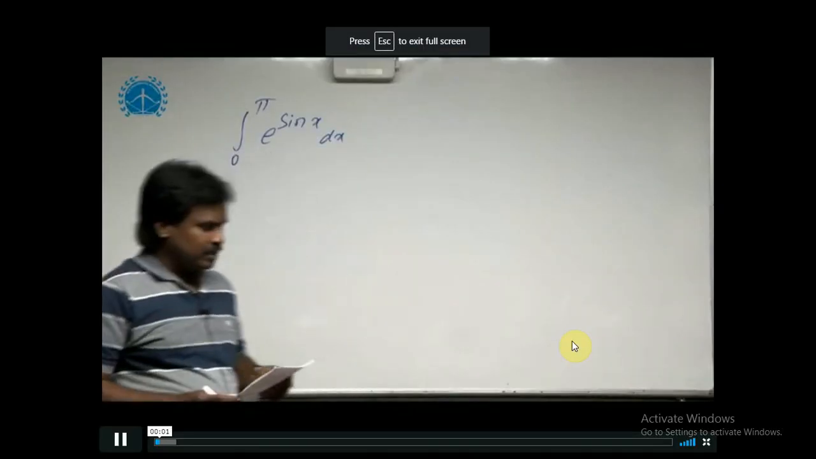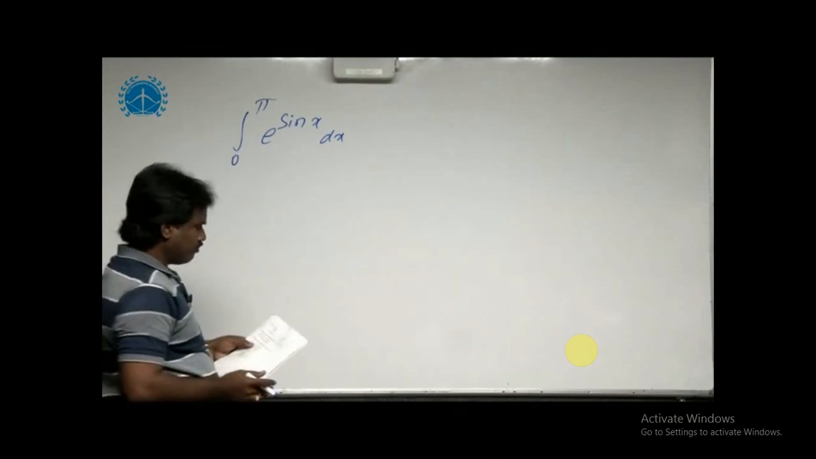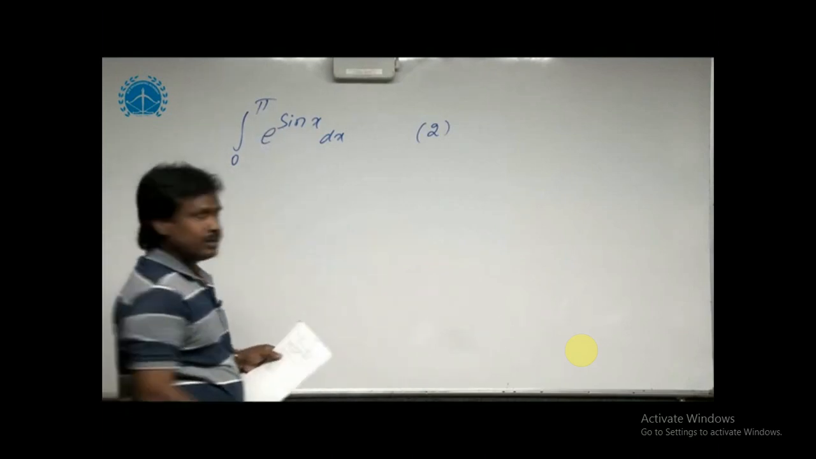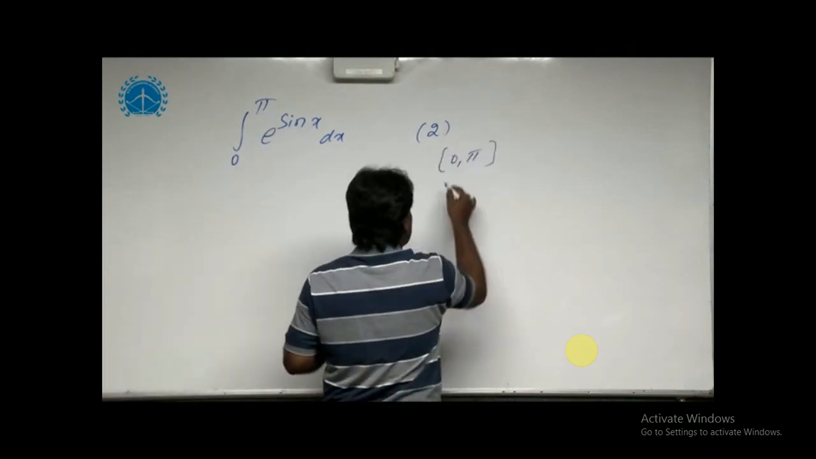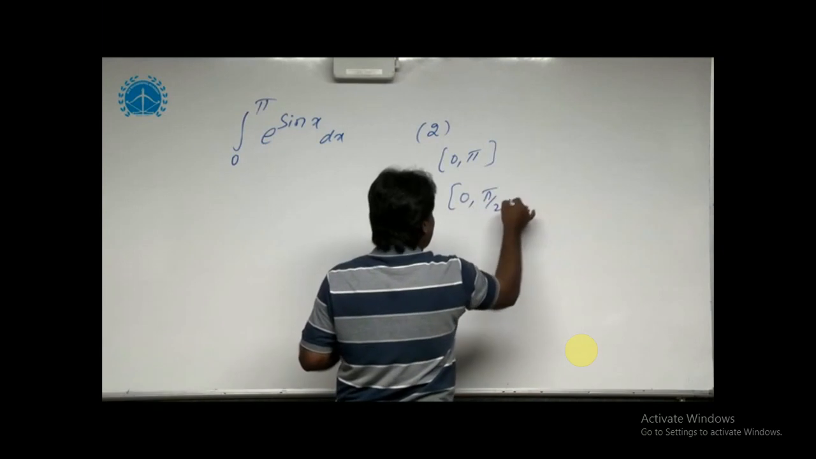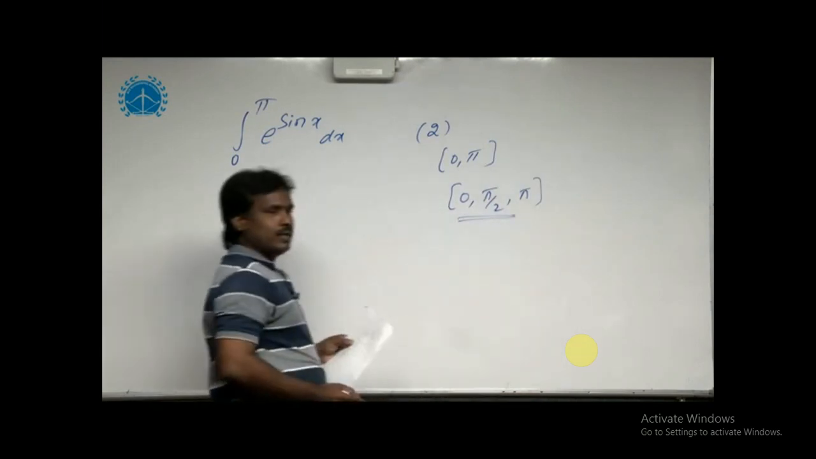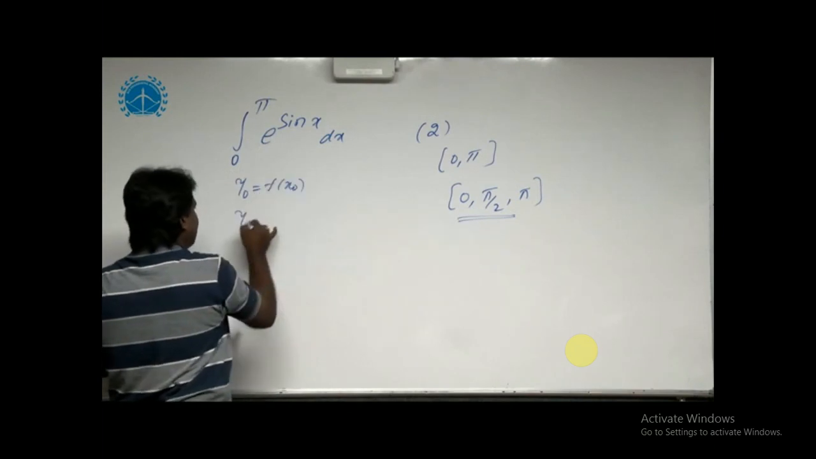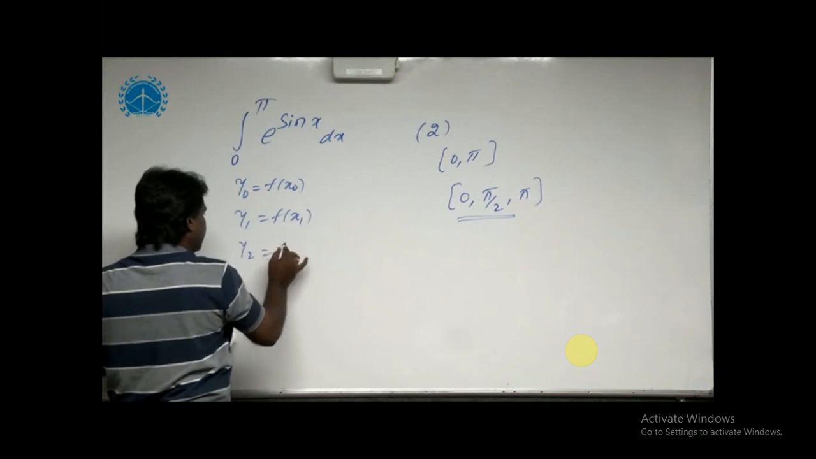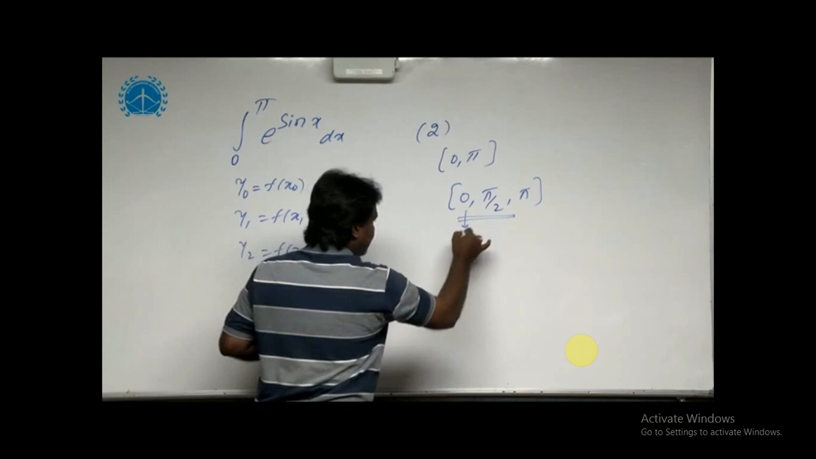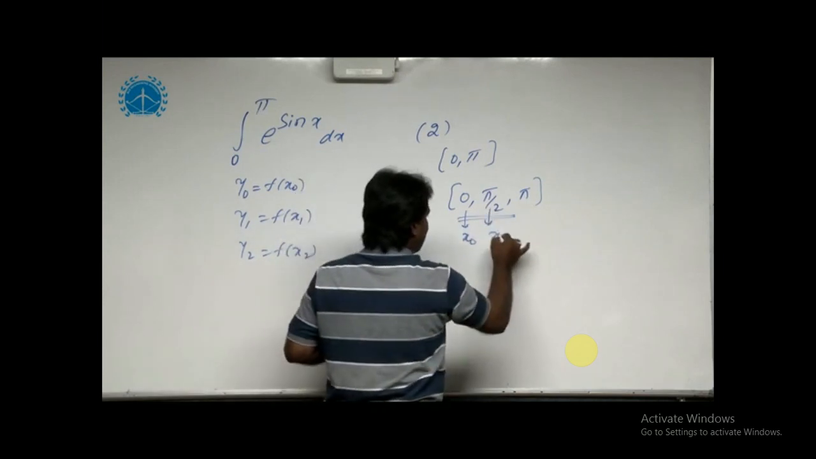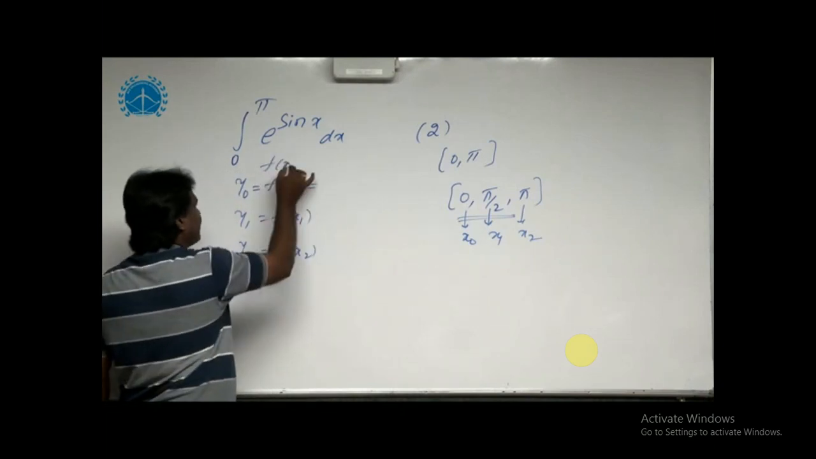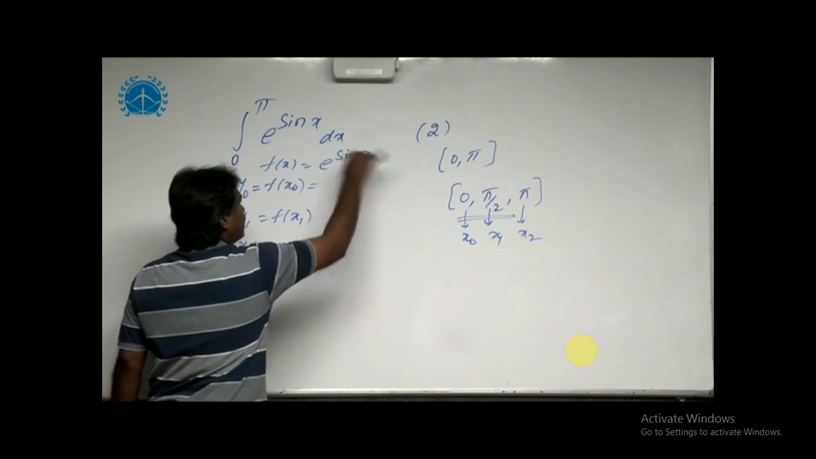So the value of the integral 0 to pi of e to the power of sin x dx by Simpson's rule using two subintervals. The total interval is given as 0 to pi. And here, using two subintervals, I am taking 0 to pi by 2 comma pi. So we get two subintervals. That is y0 is equal to f of x0, y1 is equal to f of x1, and y2 is equal to f of x2. Here x0 is 0, x1 is pi by 2 and x2 is pi. So what is f of x here? E to the power of sin x, the function of x in the integrand.